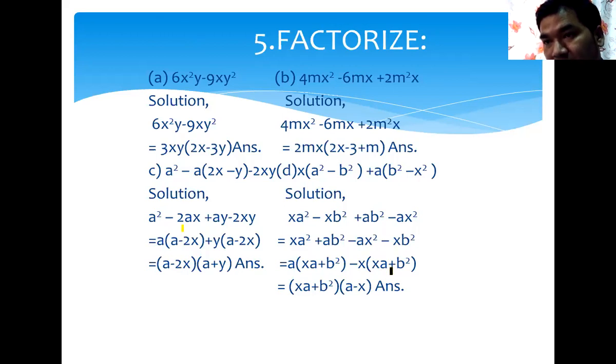Now we can check: inside this bracket there is x plus xa plus b square, and inside this bracket also xa plus b square. That's why our grouping is correct. Our common taking process is also correct. That's why we can take xa plus b square common, right? Common here, and the remaining we put in another bracket, a minus x in another bracket. Like this we have to write. This is the factorization.